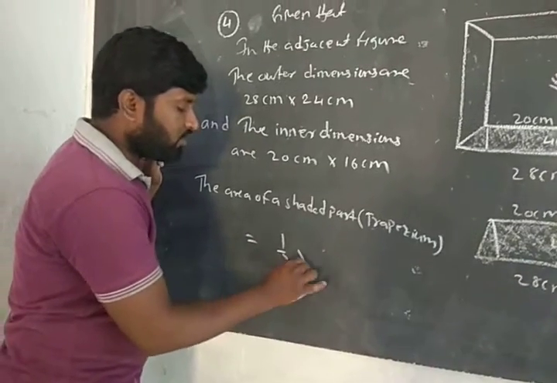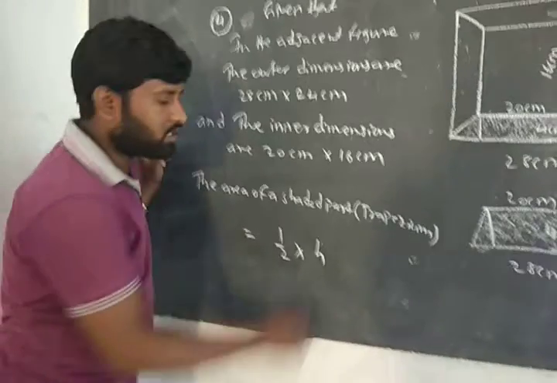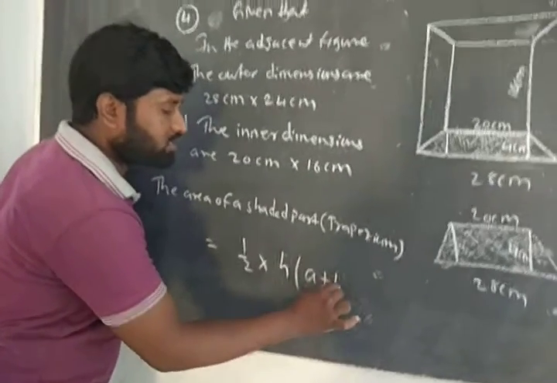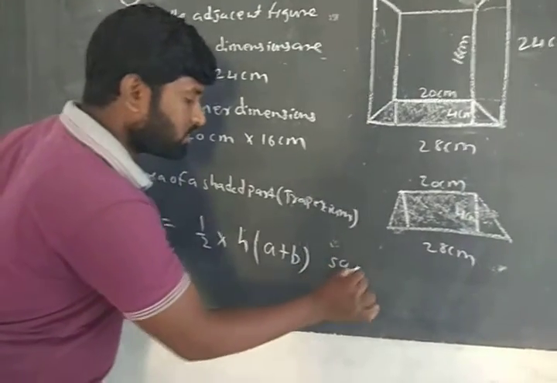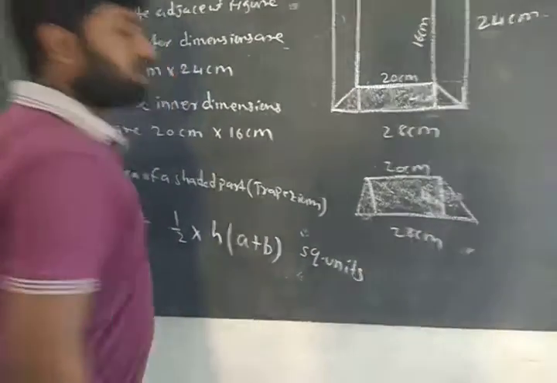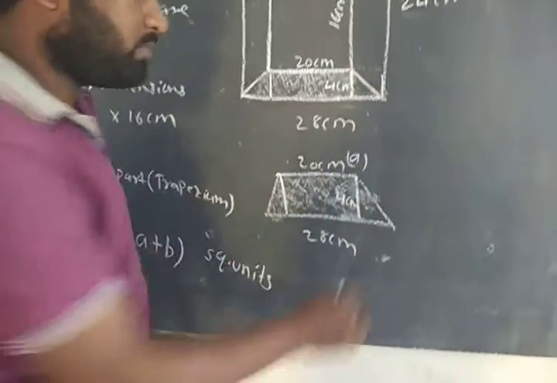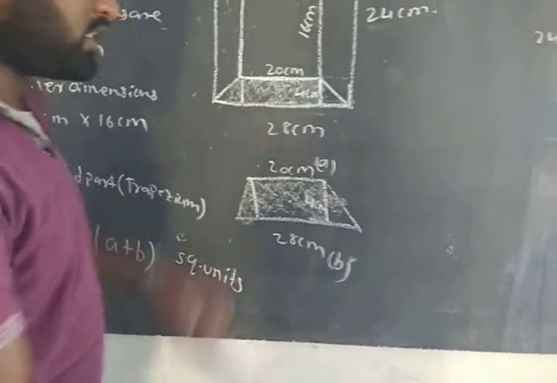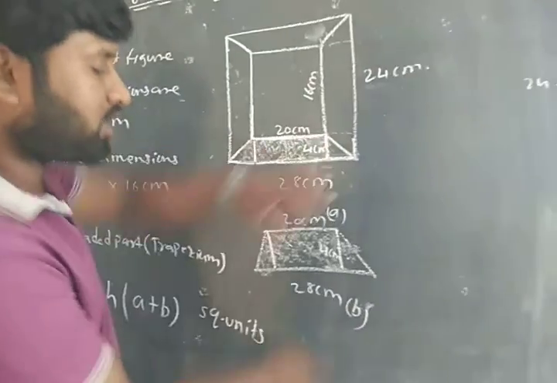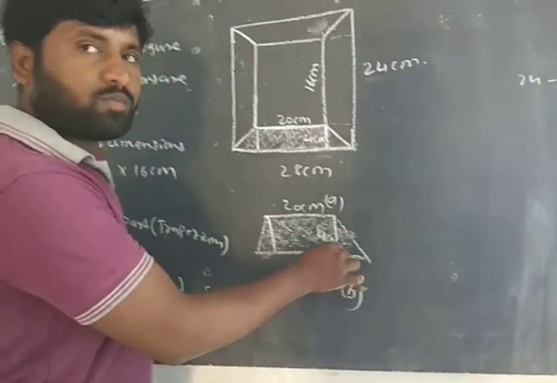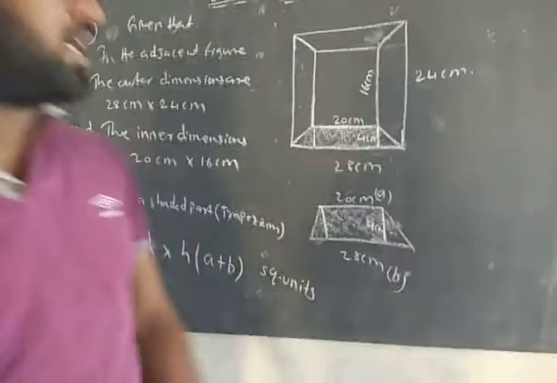That is half into h into sum of parallel sides. What are the units? That is the square units. You can take 20 centimeter as a and 28 centimeter as b. These two are the parallel sides. Sum of parallel sides means we have to add these two. And this is what? Height of a trapezium.